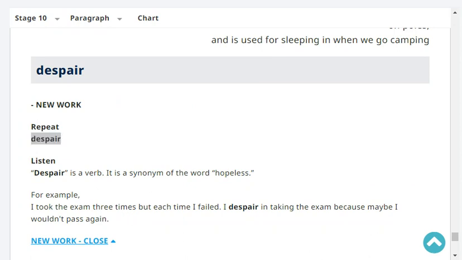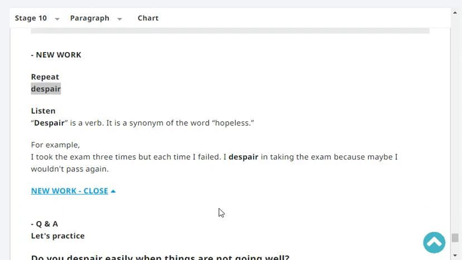Next, repeat: despair. Despair. Very good. Okay, listen. Despair is a verb. It is the synonym of the word hopeless. For example, I took the exam 3 times, but each time I failed. I despair in taking the exam because maybe I wouldn't pass again.